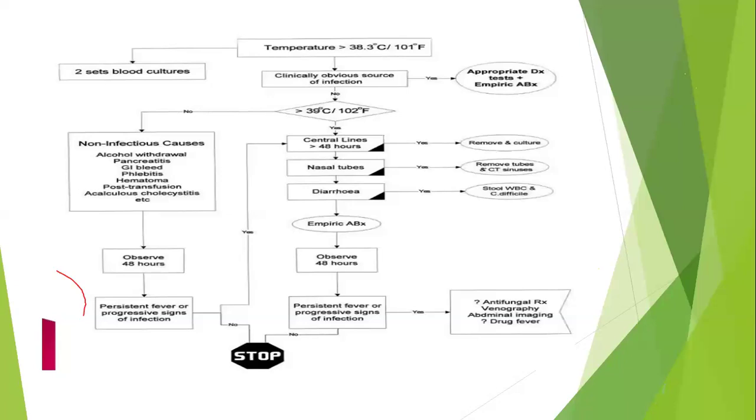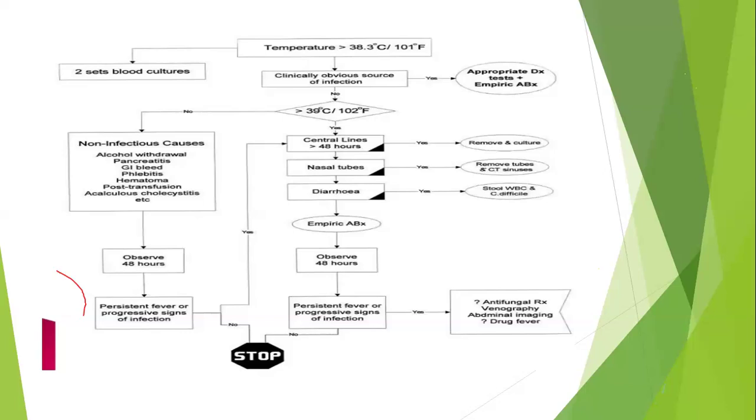Observe for the effects of the antibiotic for 48 hours. If there's still persistent fever or progressive signs of infection, think about antifungal. So what do you do? You do your candida score and start antifungal, and look for other causes, like venography to rule out DVT and all that. So that is the right side.